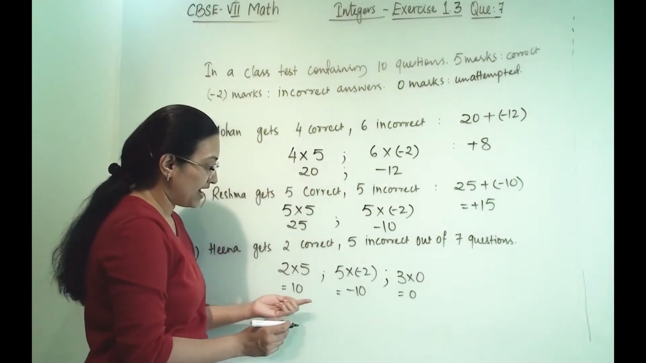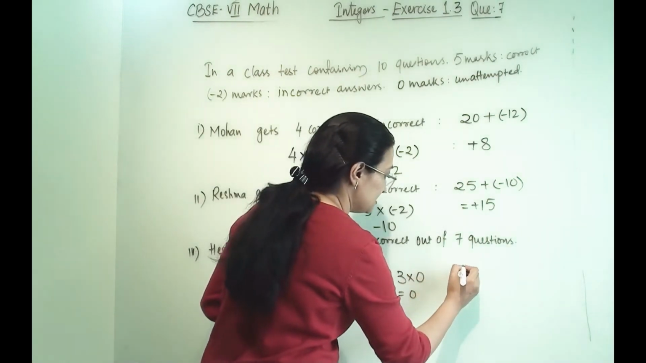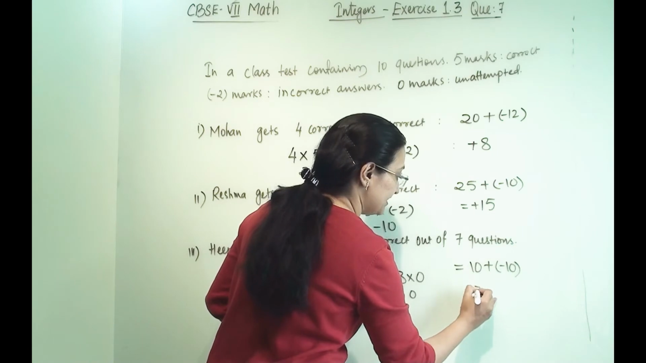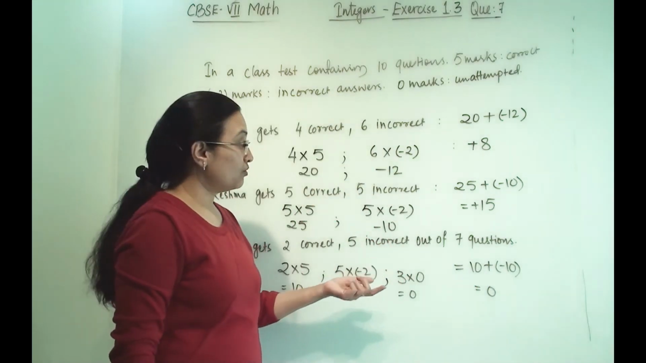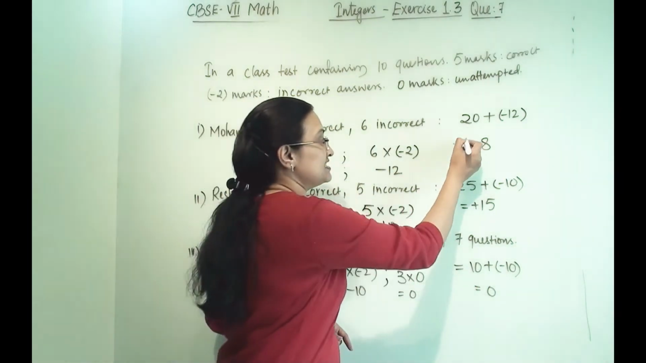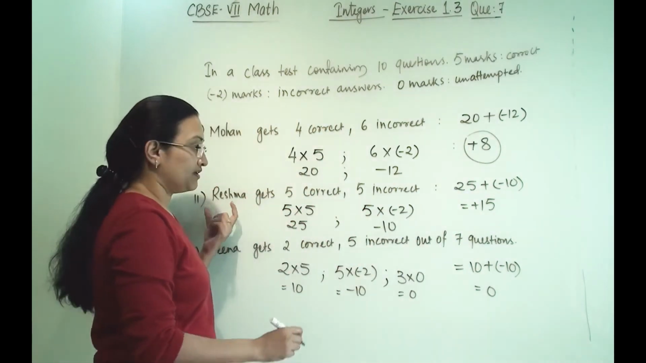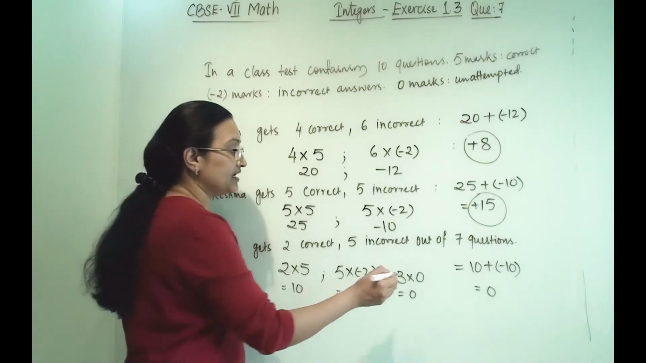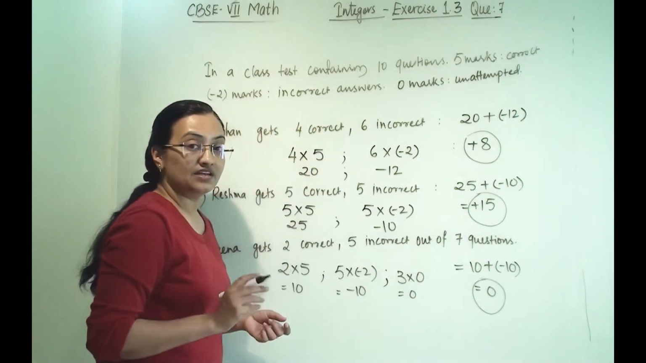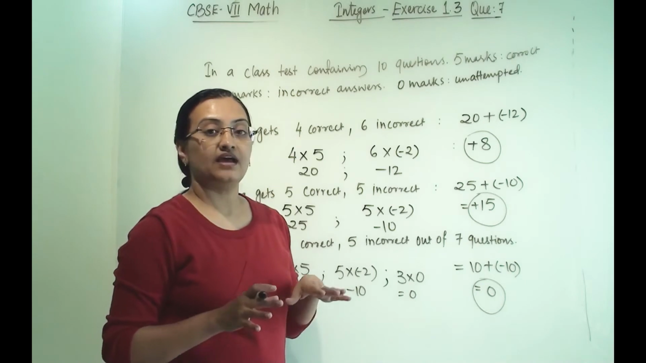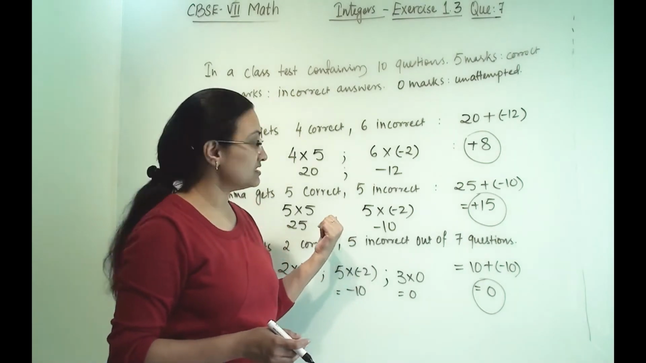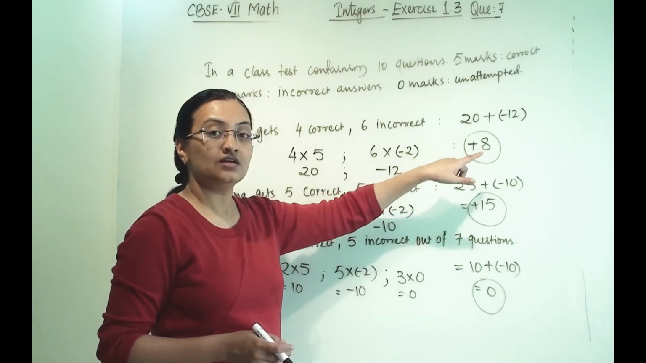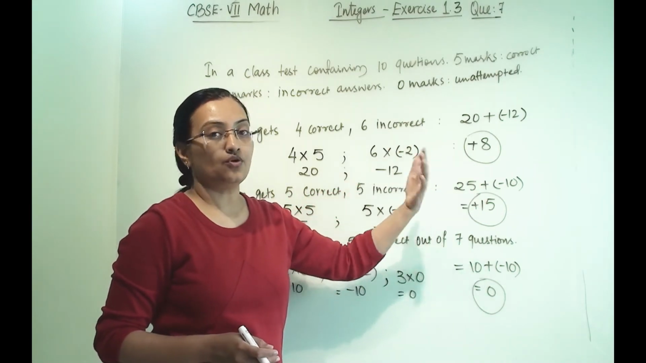So now we have to add these 2. The answer is 10 plus minus 10 and it will be 0. So the total score for Mohan is plus 8. For Reshma it is plus 15 and for Hina it is 0. Whenever it is a negative marking scheme and you have to answer a question like this, then always mention the positive sign. It will show whether the score is positive or negative.